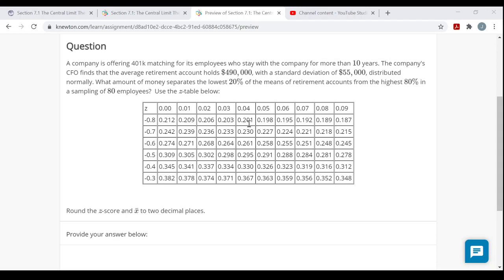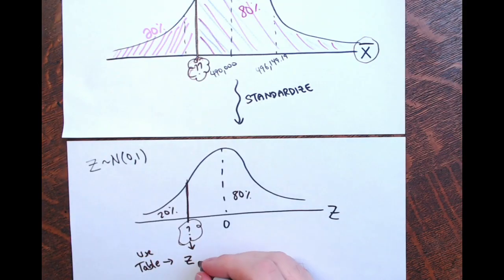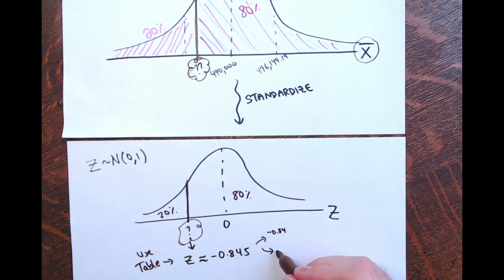So somewhere between here and here. Now the closest to 20% is 0.201. All right. So I've seen this done a couple ways where you can use the closest or take the between. But the z-score for this is negative 0.84 and negative 0.85, somewhere in between there. So we could take the average and say the z-score here is about negative 0.845, right? Because this is between negative 0.84 and negative 0.85.